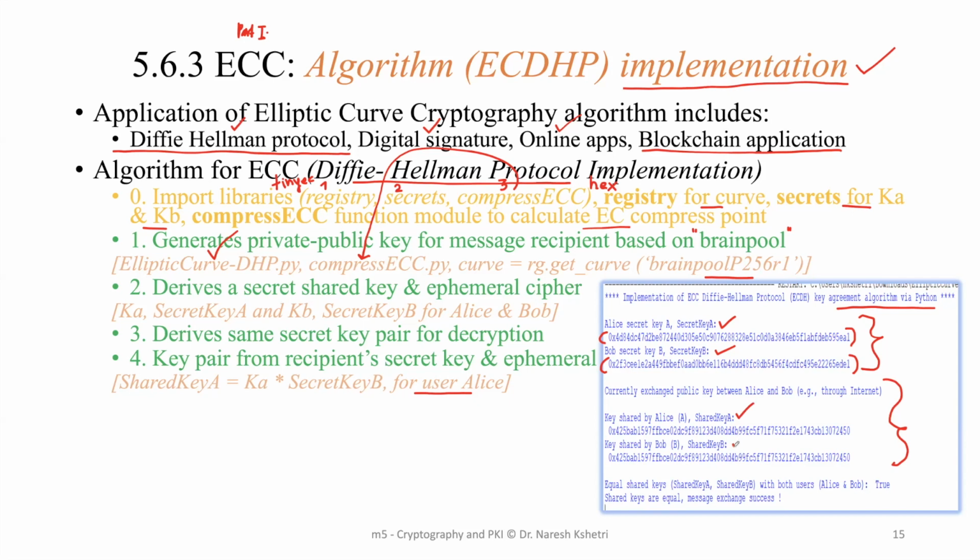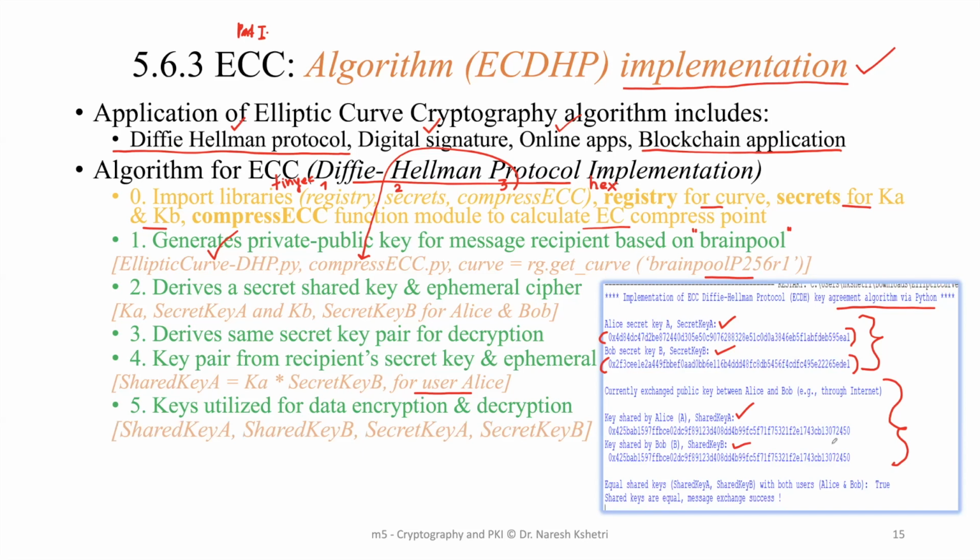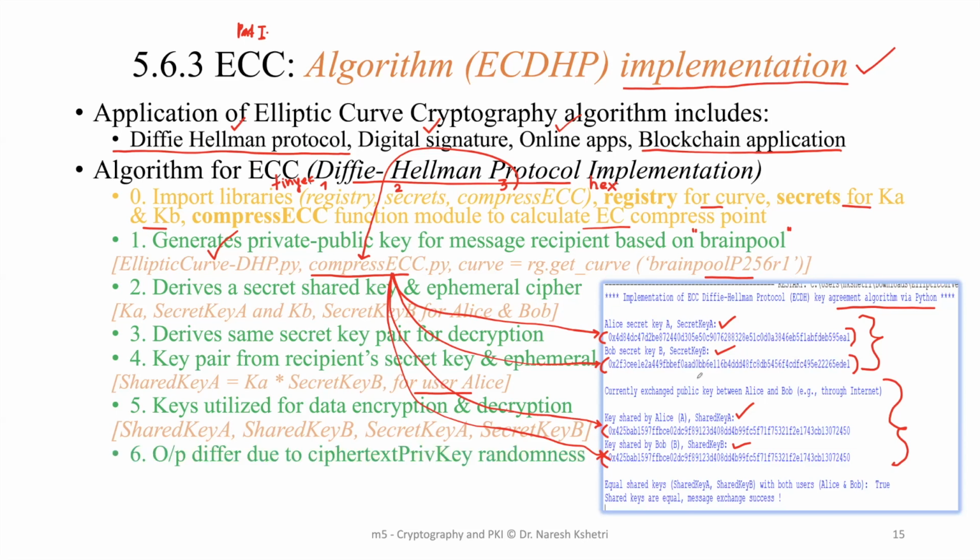Shared key A and shared key B are utilized at both ends for encryption and decryption, using the compress ECC function. This compress ECC function comes from over here, which is used several times. We wrap up with these values 4 times, that is, 2 times for the public key and 2 times for the private key. As I said again, due to the ciphertext randomness, you won't get the same output. But the decryption and the encryption keys remain the same. That means you will get exactly the same shared key.